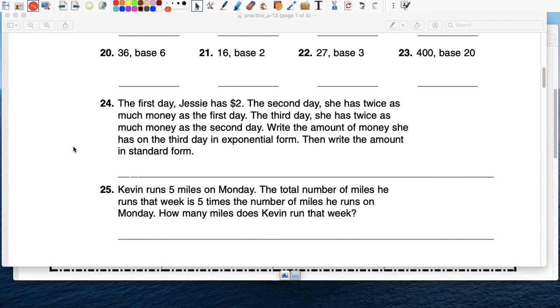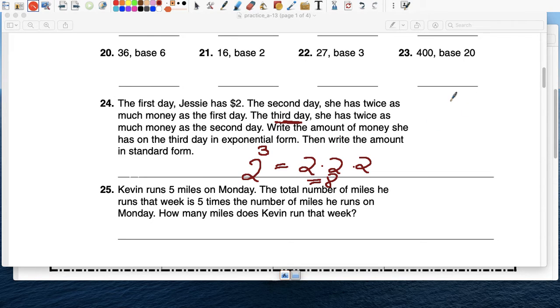So at the bottom, the first day Jessie has $2. The second day she has twice as many. The third day she has twice as much as the second day. Write the amount of money she had on the third day in exponential form. Well, she started with 2. And how many days do we go? We went 3 days, right? So it'd be 2 times 2 times 2, right? So that would give you 8. So on the third day, how much money did she have? 8, because she always doubled, right?